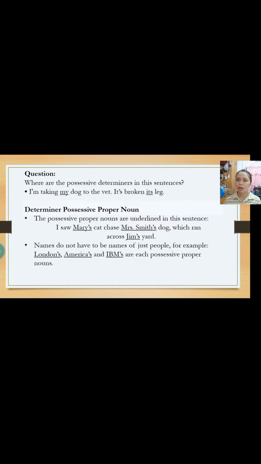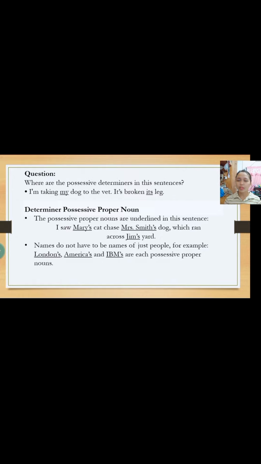Determiner possessive proper noun. The possessive proper nouns are underlined in this sentence. I saw Mary's cat chase Mrs. Smith's dog, which ran across Jim's yard. The possessive proper nouns in this sentence are Mary's, Mrs. Smith's, and Jim's. Based on this example, we can determine and identify that possessive proper nouns are names. Names do not have to be names of just people. For example, London's, America's, and IBM's are each possessive proper nouns.